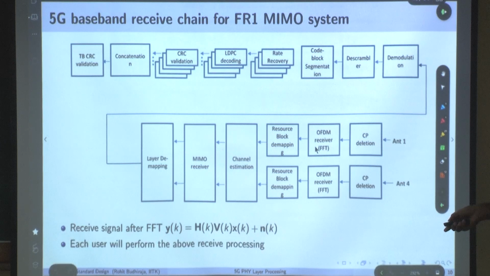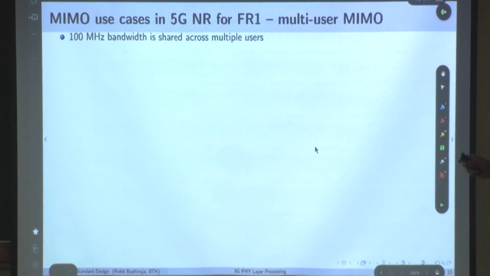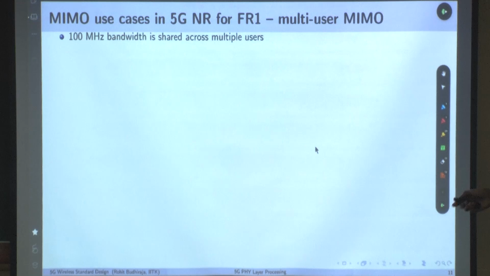Each user will perform the above receiver processing, okay, right. Fine, okay. Now what are the key aspects? I think we are running short of time, but I will just summarize this here, okay.